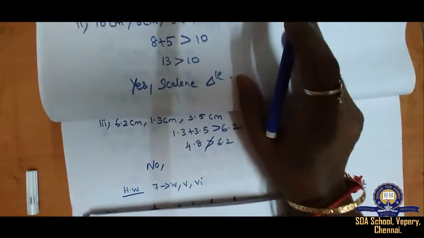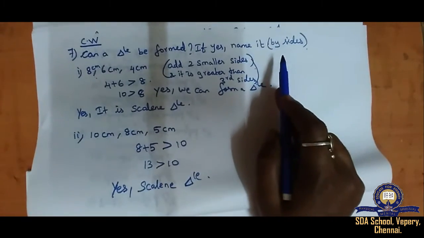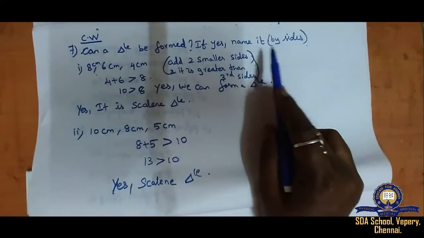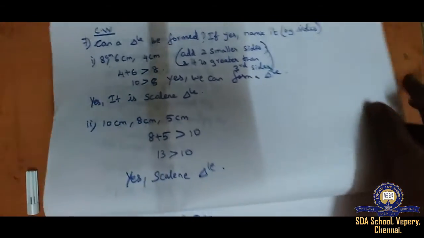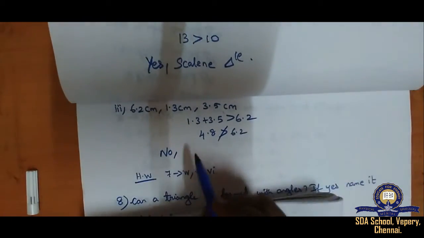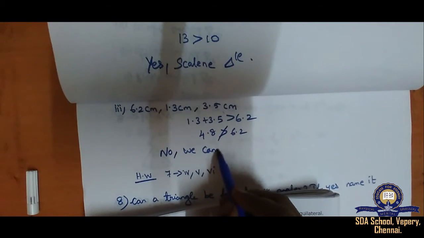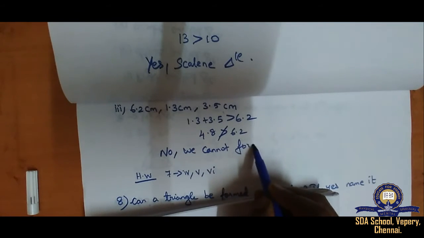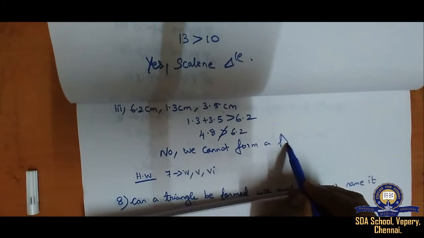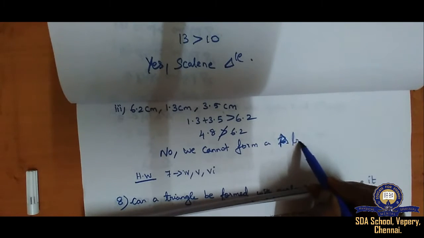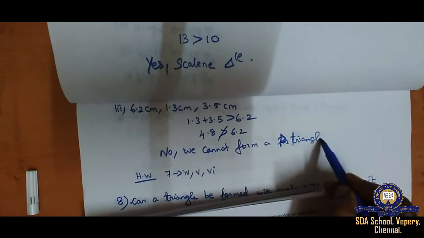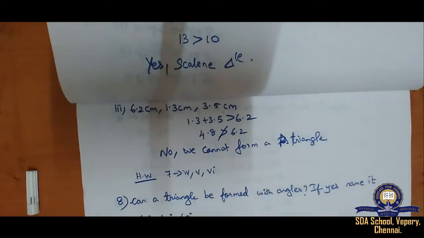If yes only, we need to name the type of triangle. If no, mention "No, we cannot form a triangle." That's all. Clear? I hope you understood.